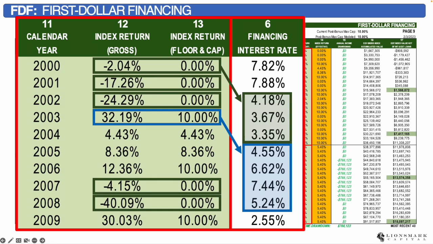Then again, we have the mortgage crisis, 2007, and then 2 years later, the borrowing rate gets chopped in half again. So it's really understanding the interrelationship between borrowing rates and crediting rates over time.